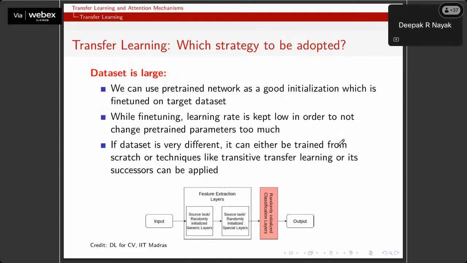Let's say when the data set is large, what will you do in that case? In that case, you can fine tune more layers. You can retrain more layers because you have more samples, right? So in this case, either you can fine tune a few layers or you can fine tune all the layers.